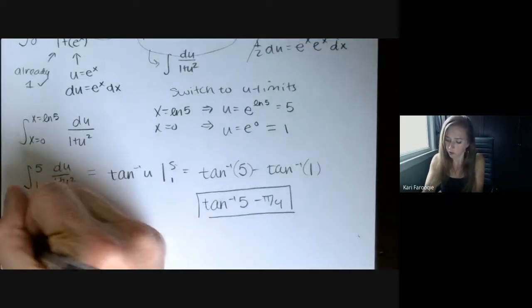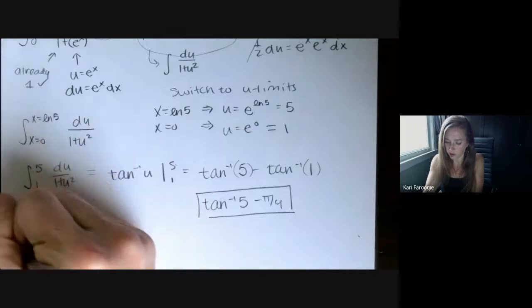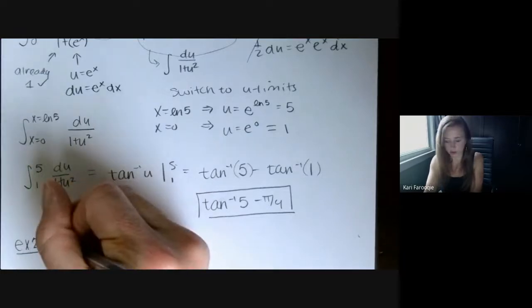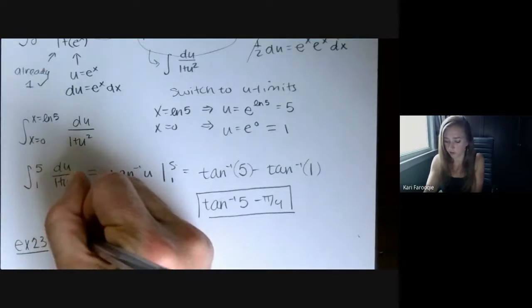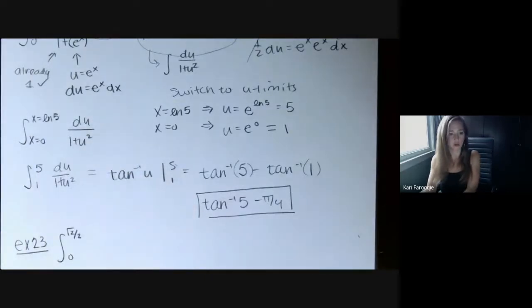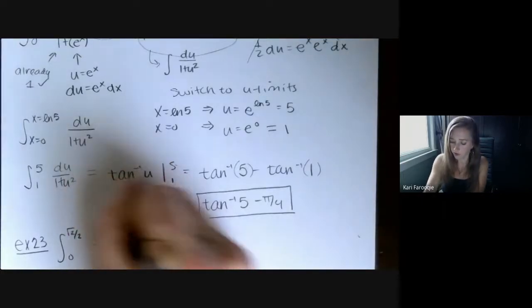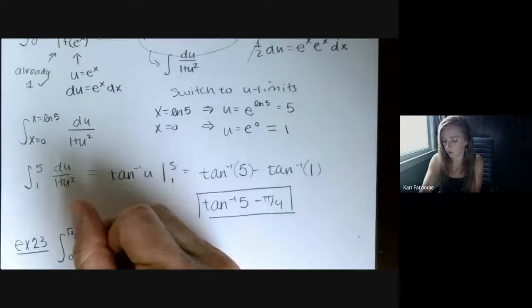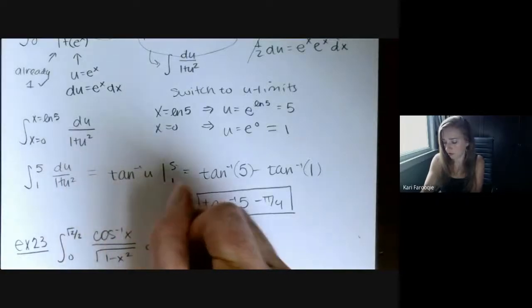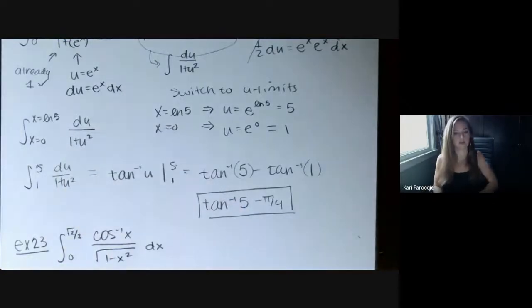Okay, so I'm going to do one that's not necessarily hard, but it might be one that's a little bit harder to recognize. So we're going to go from 0 to the square root of 2 over 2. And this is the inverse cosine of x divided by the square root of 1 minus x squared dx.